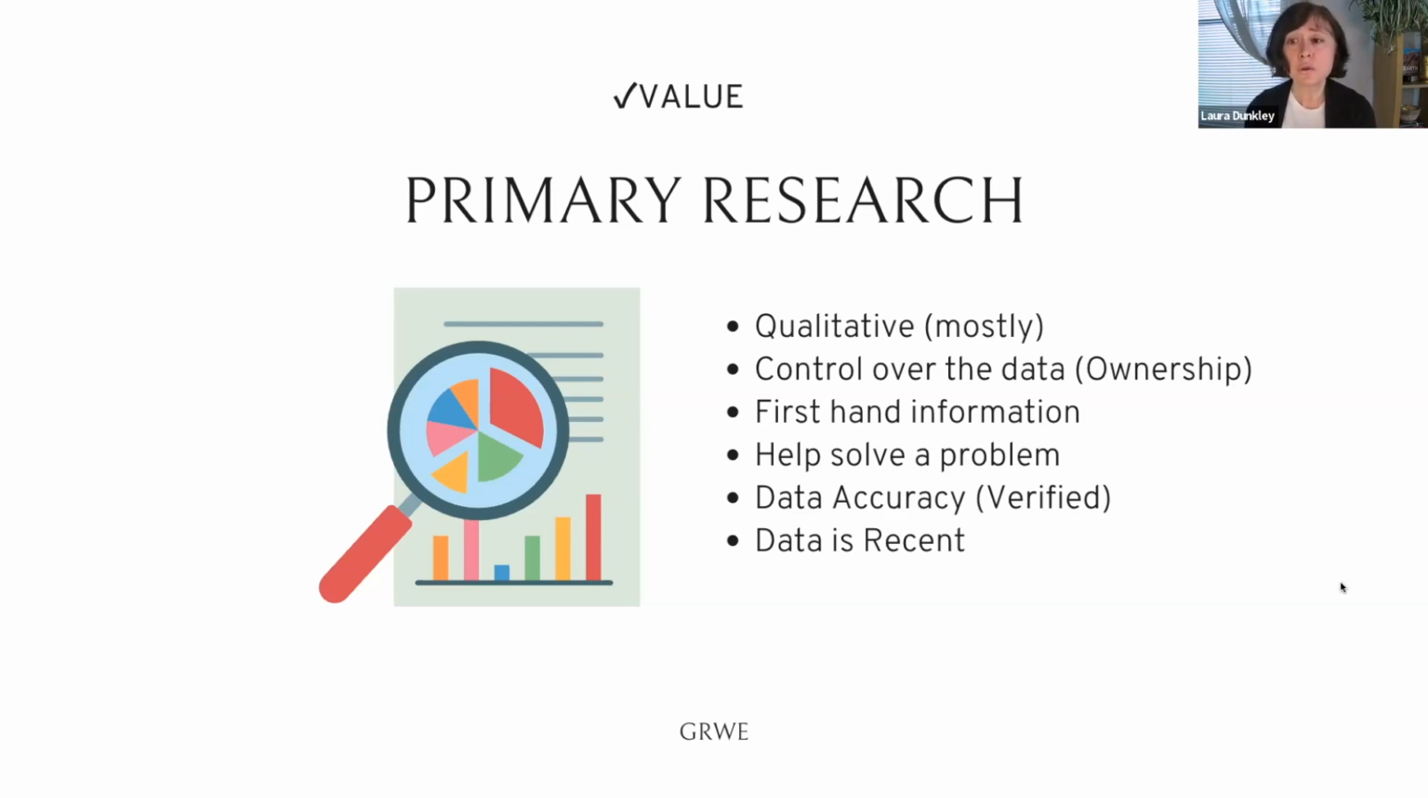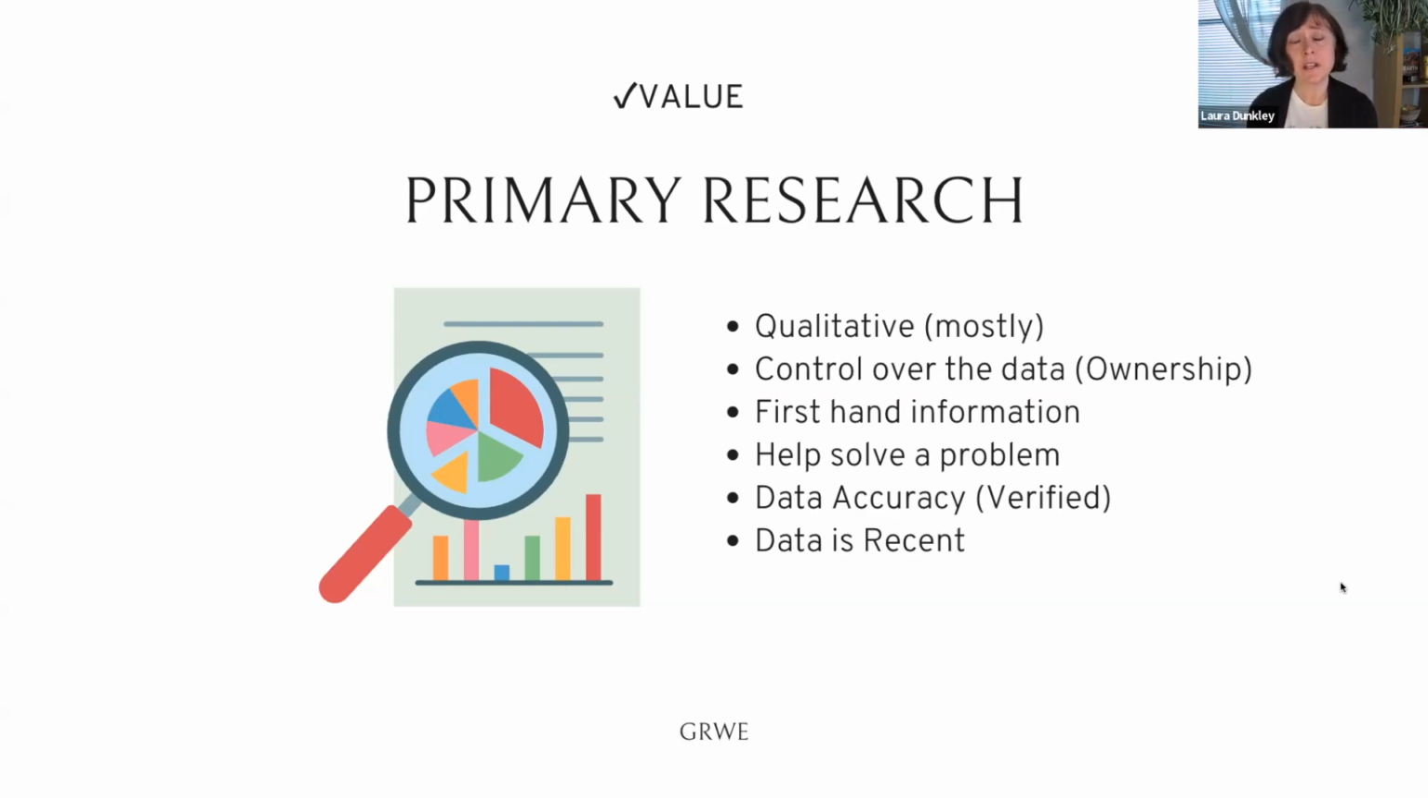You do have control over the data, right? It's primary. It's firsthand. You're talking to that person. There's nothing in between. You don't have to go, how was that research done? Did the person understand the questions? All of those kinds of things. We have it, we own it too, and we had control over creating it. Firsthand information, it's right away, right? It's right there. There's nothing in between. Helps to solve a problem. That's typically how we do it and why we do it.